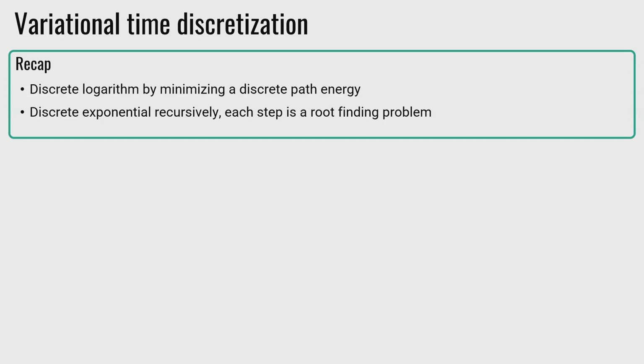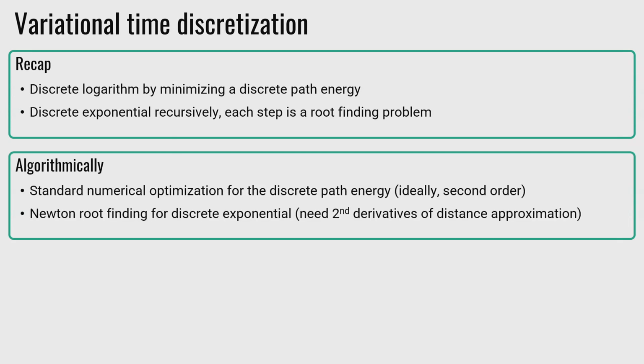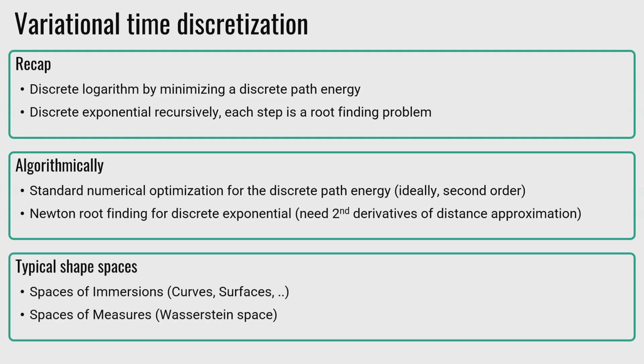So the first thing is you have to really minimize this path energy. And this is a minimization problem that you do on a lot of shapes at once. And the exponential you do recursively, so each step is not expensive, but still it's a root finding problem. So it's not as easy as ODE time stepping as before, but they exactly fit together. And we have some other examples. Okay, I told you, you do optimization or you do Newton root finding for these two problems. And then typical spaces for this are space of immersions, space of measures, discrete shells that we talked about before, discrete curves that we talked about before. And we will see more examples later on.